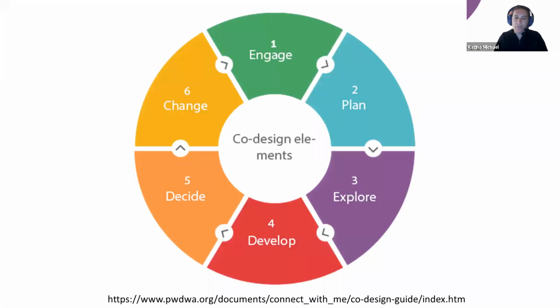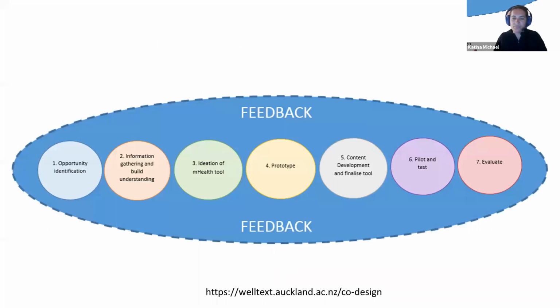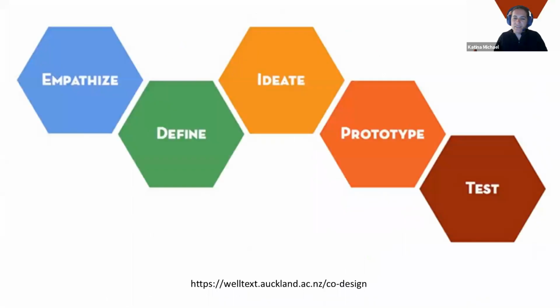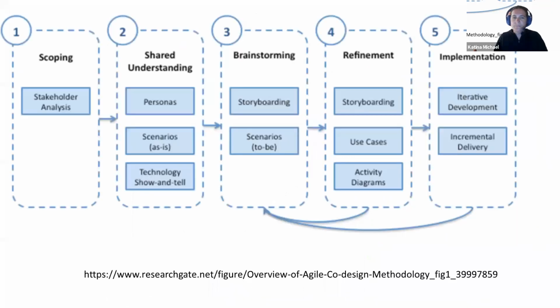So here's another example: engage, plan, explore, develop, decide, change. Another one, this one from the World Text in New Zealand. Another, here we've got outcomes of agile co-design methodology. That's interesting, I found. I like the stuff in the blue boxes because that's the way you actually get the information, collect the data. And so we are going to be talking about stakeholder analysis and personas, different types of users, scenarios, as is and into the future to be in the next rectangle.